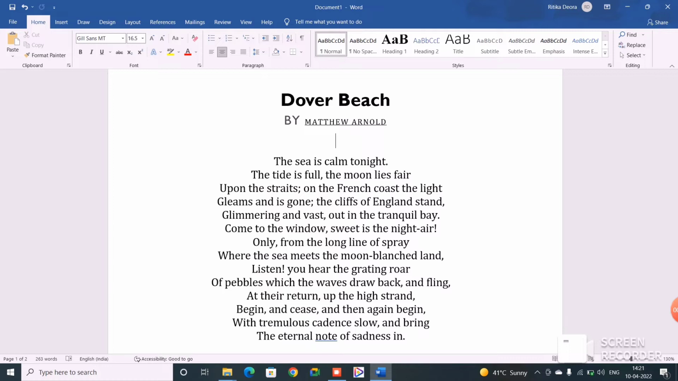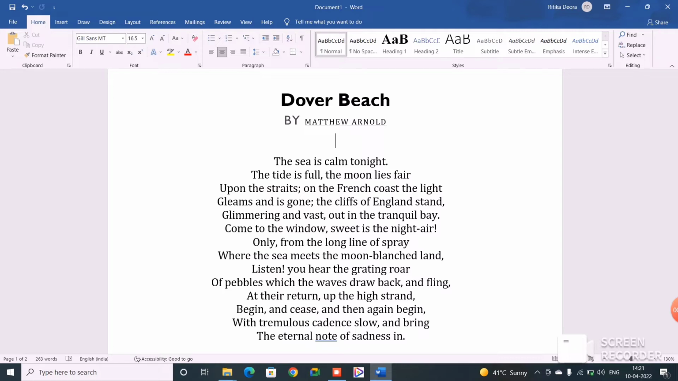And the next important thing about the poem is that this poem is written in the form of an elegy. E-L-E-G-Y. Elegy means it is a mourning or a lament. Now, what is the poet lamenting over? That we will discuss and discover later on in the poem.